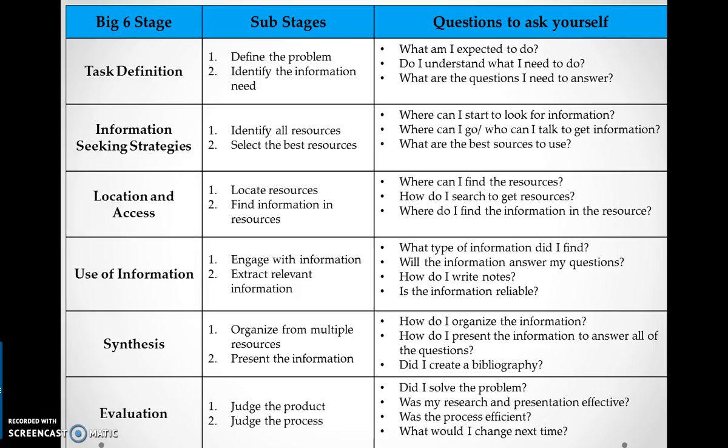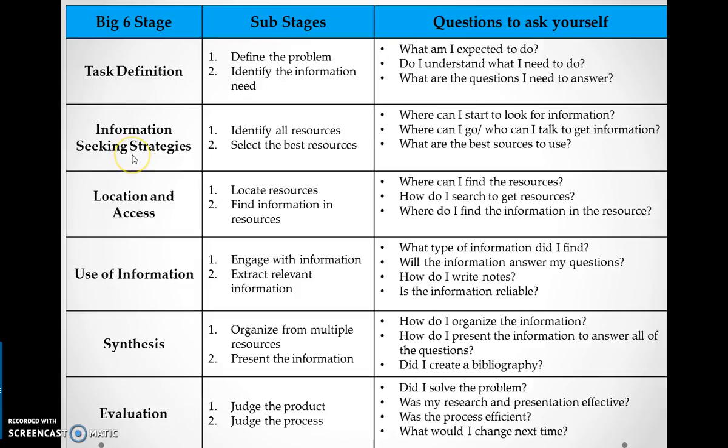So to better understand each of the 6 stages, I've created a chart. Here we have our 6 stages, the 2 substages underneath each, and then the questions that students would ask themselves on each stage. First, we have task definition, where the students will define the problem and identify the information they need. The questions that they would ask are, what am I expected to do? Do I understand what I need to do? And what are the questions I need to answer?